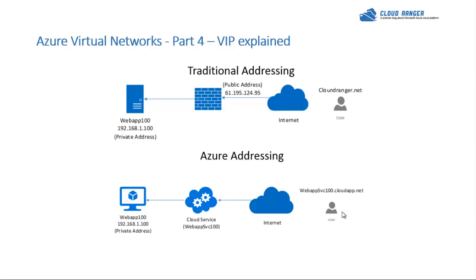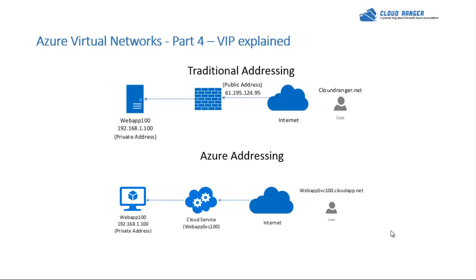This would be assigned to this cloud service. And when the user goes to, for example, cloudranger.net, Microsoft Azure will provide the cloud service's DNS, which would be something like webappservice100.cloudapp.net, just because that was the cloud service name. So anytime you see that address, you will know that it will actually be resolving to a public address that is assigned to a cloud service.